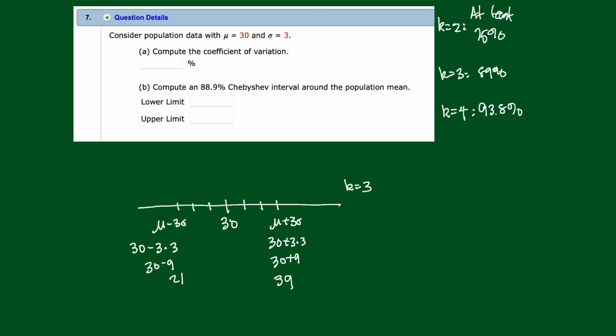All right, so here's our interval. We're going from 21 to 39, and that will capture at least 88.9% of all the data in that interval. So to answer the question, the lower limit, let's put in a 21, and the upper limit, we'll put in a 39.